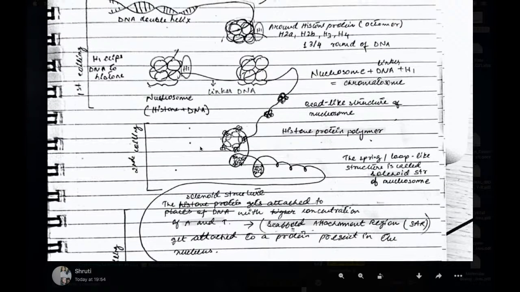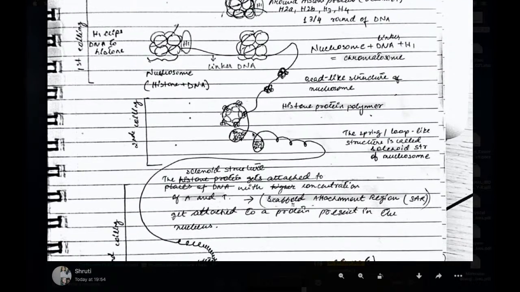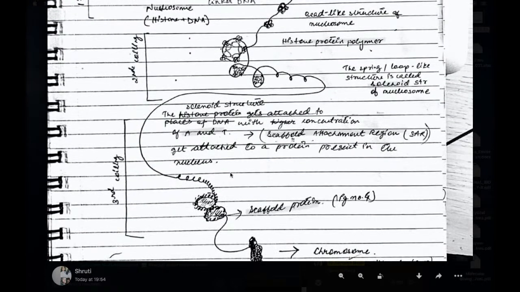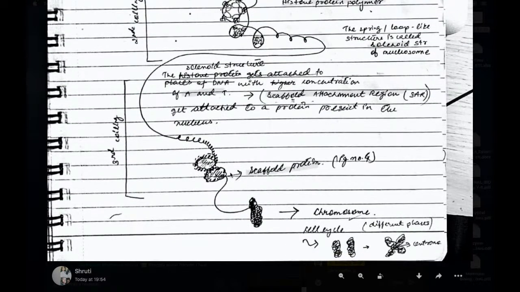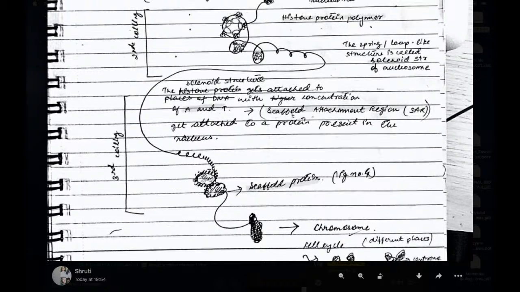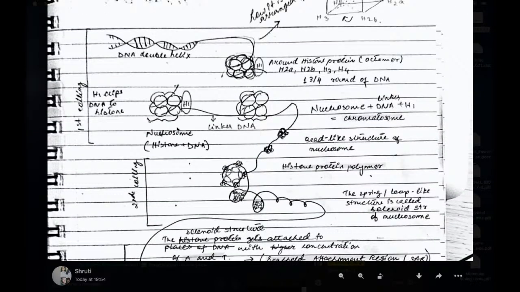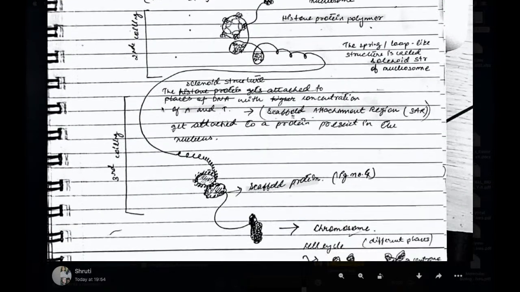And I will save this for myself actually for future teaching. Then it becomes histone protein polymers, and then you can see these coiling into spring loop like structures, which they call solenoid structures of the nucleosomes. And then they get scaffold proteins in the nucleus. Then it becomes a chromosome and then centromeres. So this is the third coiling, this is the second coiling, and this is the first coiling. Super nice.